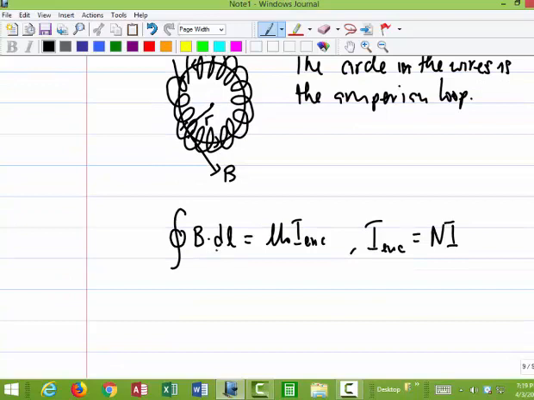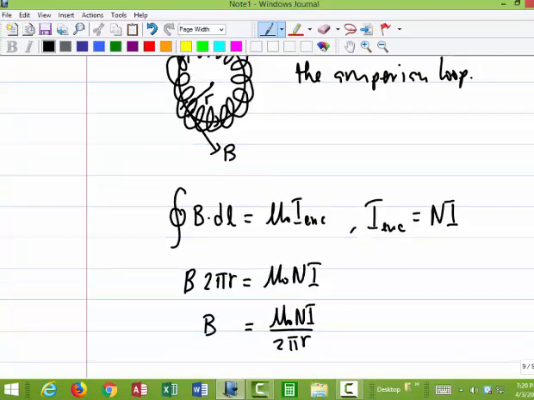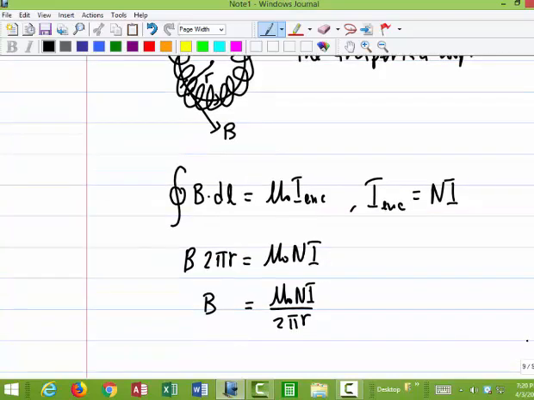So integral of B dot dl, so the dl there is just the closed loop. So the integral over that loop gives us the circumference of the Amperian loop, which is 2 pi r, and that gives us mu naught n times I. So the magnetic field in the toroid B is just equal to mu naught n I divided by 2 pi r, where r is the radius of the Amperian loop in that toroid.